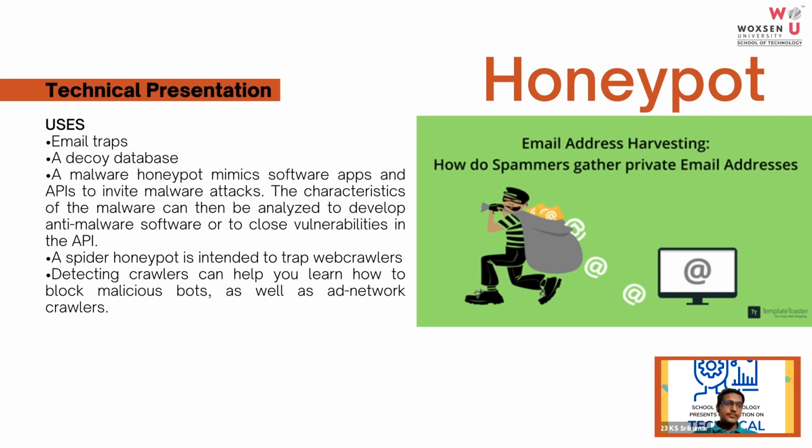So, uses of honeypot. Email traps. If a spammer wants to spam your email, he does something called email address harvesting. There are many online sites as well as software with which you can do email address harvesting. What they do is gather many email addresses at a time, and send a single spam mail to all those emails gathered by the harvesting.